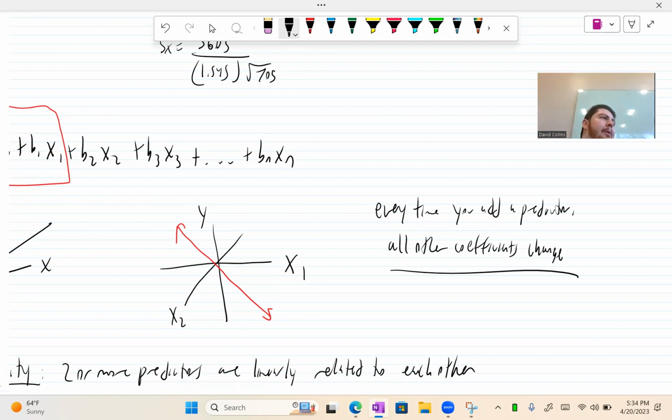It might be a slight change, it might be a big change, depending on collinearity. But every time you add a predictor, you go from 1 to 2 variables, 2 to 3, 3 to 4, whatever, it will always change all the other coefficients. You can't predict in advance how it'll change it or how significantly it'll change it, but it will change at the least ever so slightly. That's a very important fact.